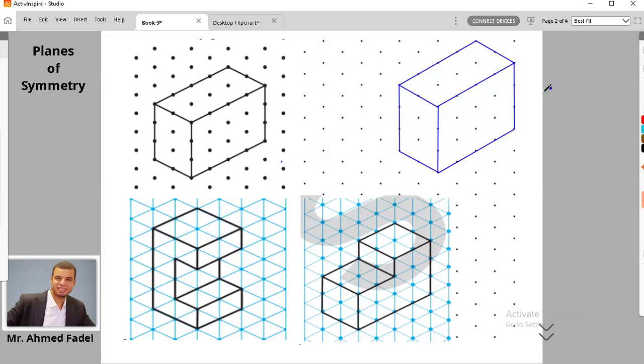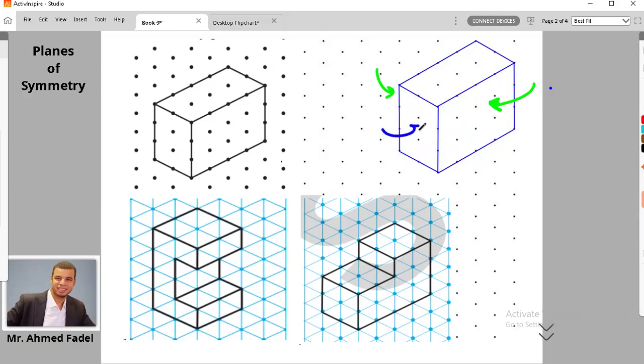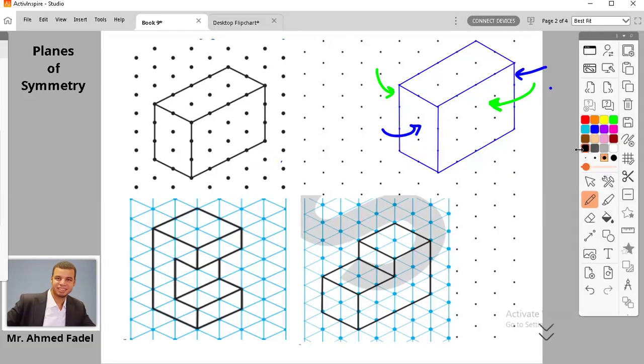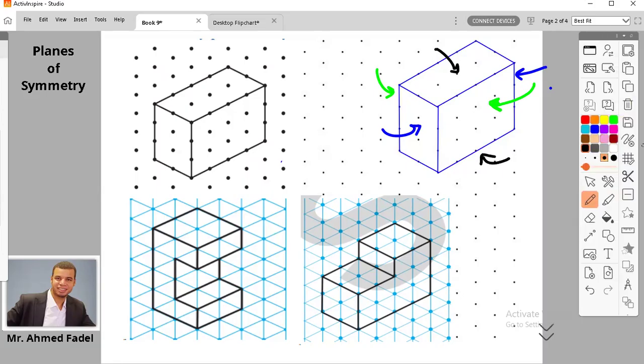What do you mean, mister? If you notice here, I have this face, which is a rectangle, and there is another one over there that we cannot see on the screen, and they are actually parallel and identical. I got also another pair. This pair here, they are the front and the back. They are parallel, identical faces. And I got also the top and the bottom. They are parallel, identical faces.